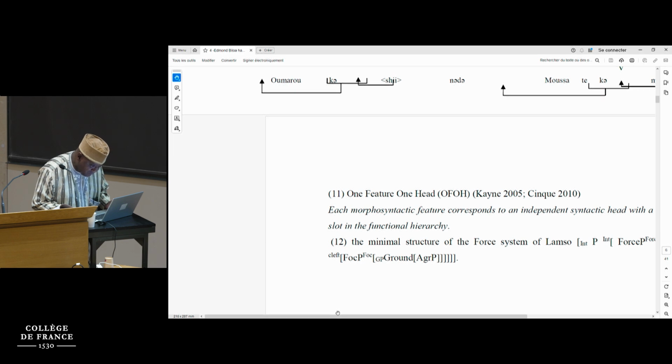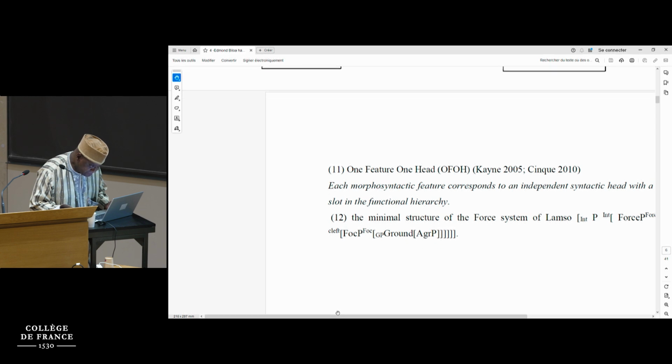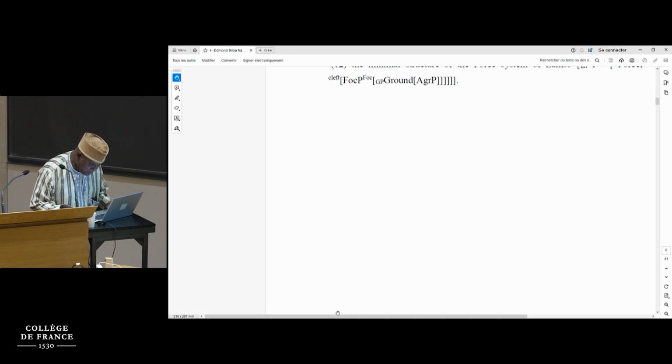The minimal structure of the force system in Lamso, a language on which I worked, on which Paul Roger Basson is working now, is the one that I proposed there on 12. And I say that the force system of Lamso contains a Grand phrase. I'm not the one who devised that maximal projection. People before me talked about it: Valentina Bianchi, is it Bianchi? Collocque and Cecilia Poletto, and so on and so forth.